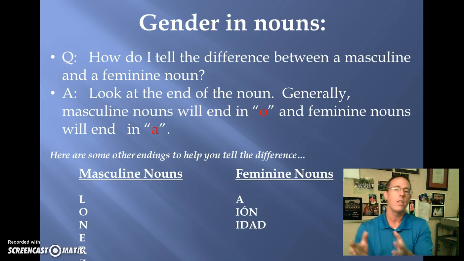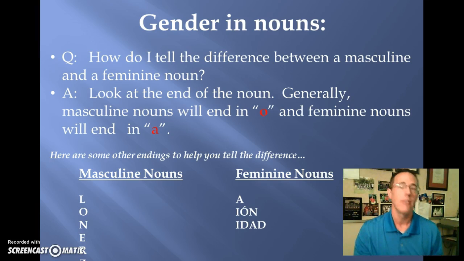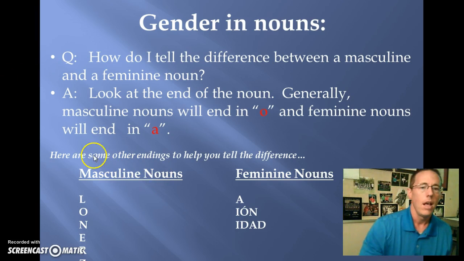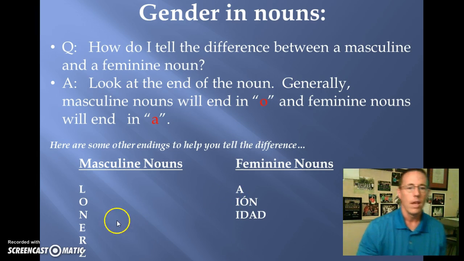And generally the masculine nouns will end in an O and feminine nouns will end in an A. That's the case probably 90% of the time. If you want to be correct about like 99% of the time, because naturally there are exceptions in language all the time, here are some other endings that might help you tell the difference. Okay, let me pull this down just a little bit here. There we go. I just wanted you to be able to see the Z on the bottom of there.